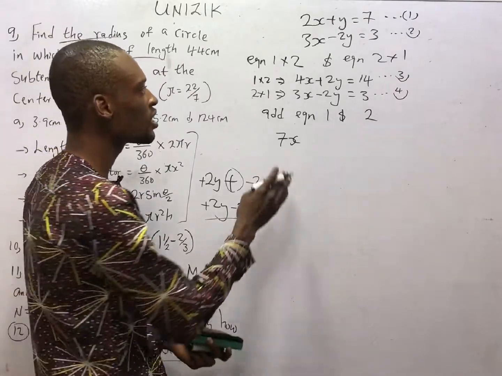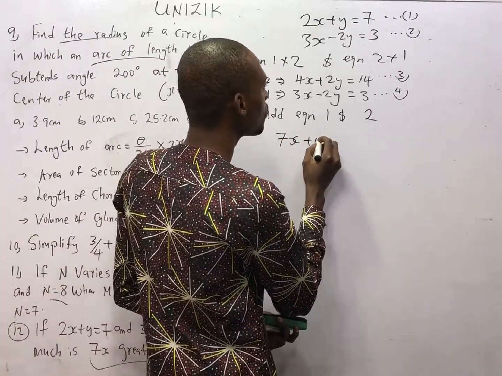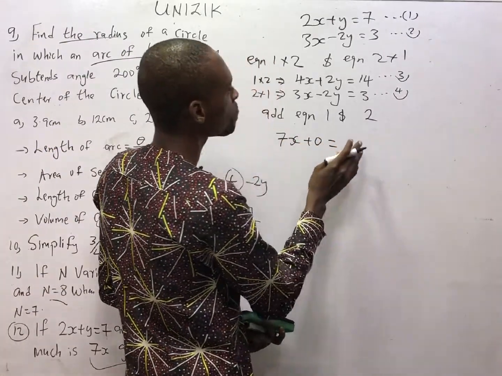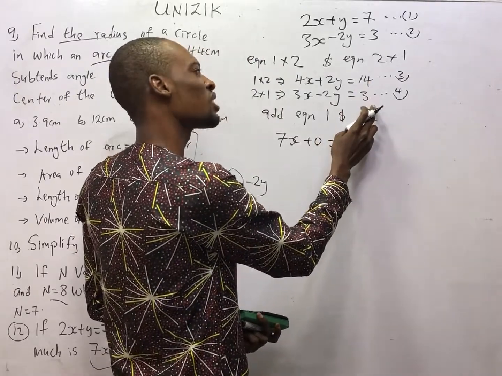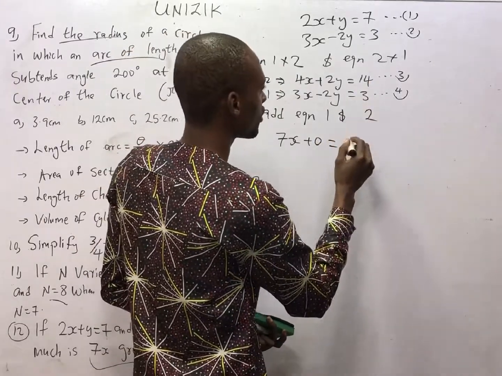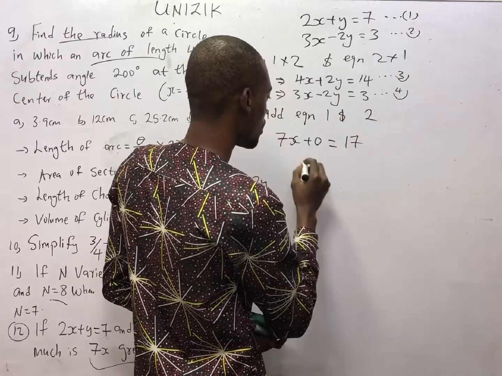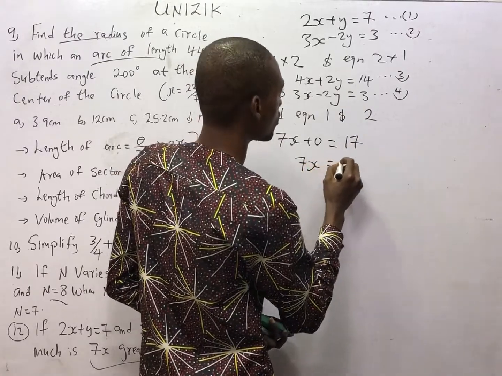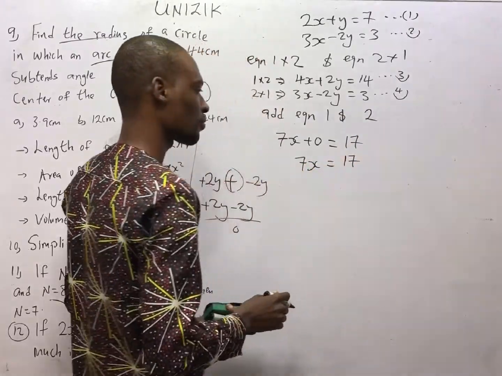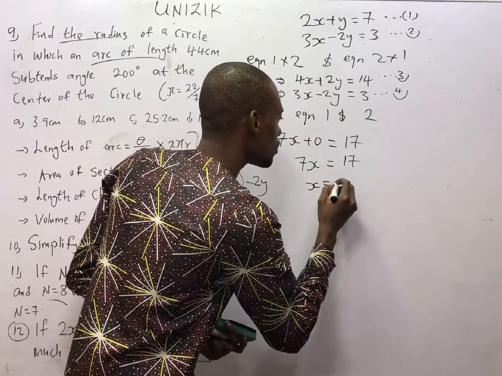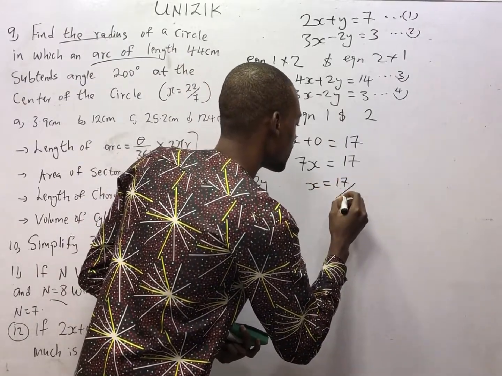So what happens? 7s plus 0 is equal to 14 plus 3. That will give you 17. Am I correct? Yes, 17. So 7s is equal to 17. S is equal to 17 divided by 7.